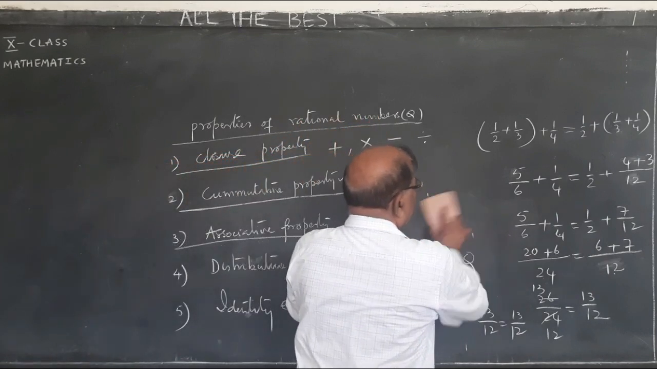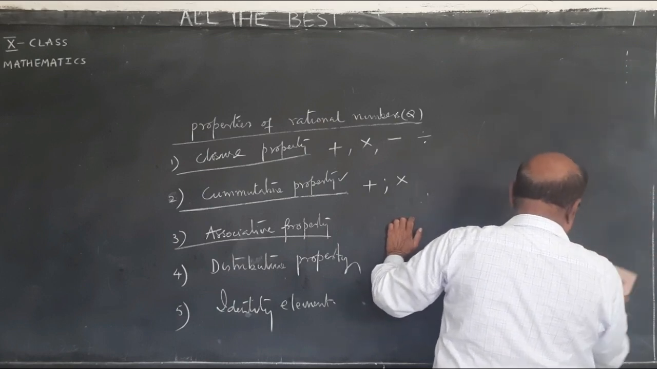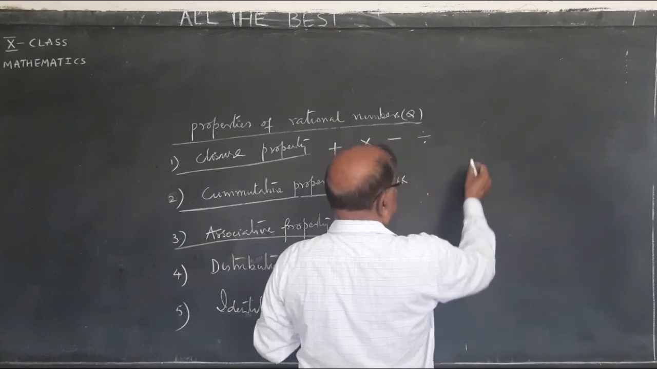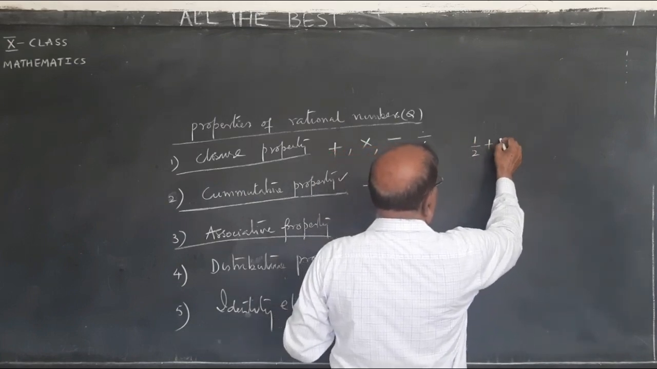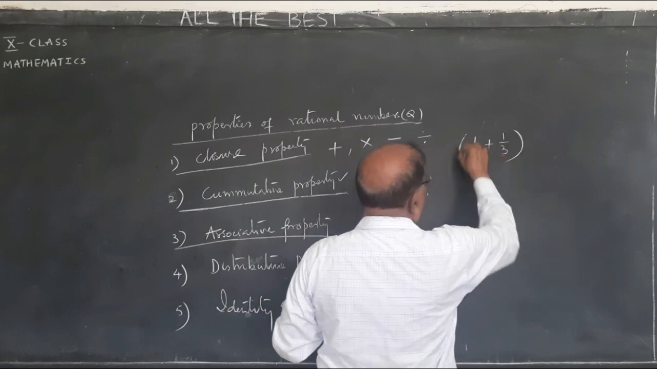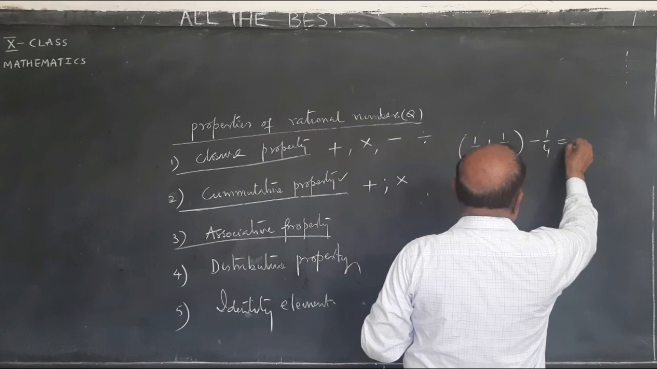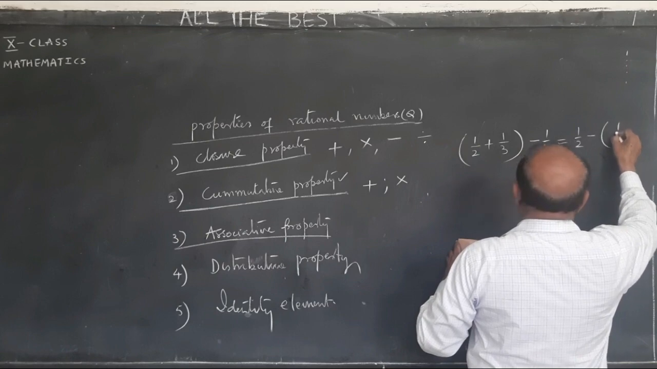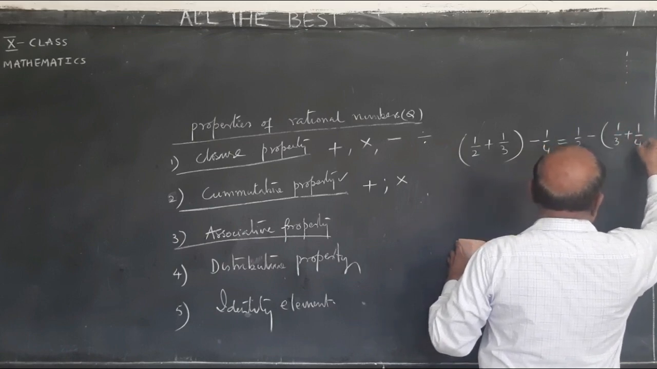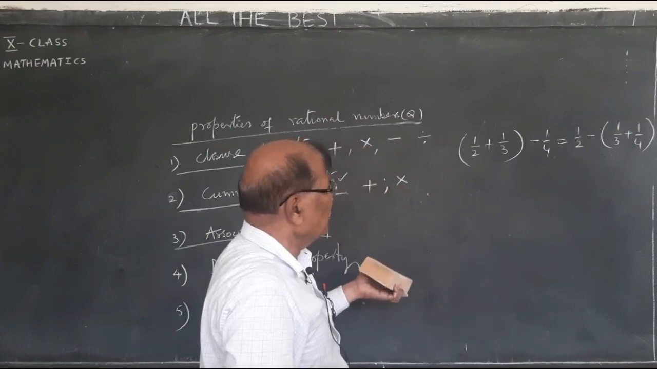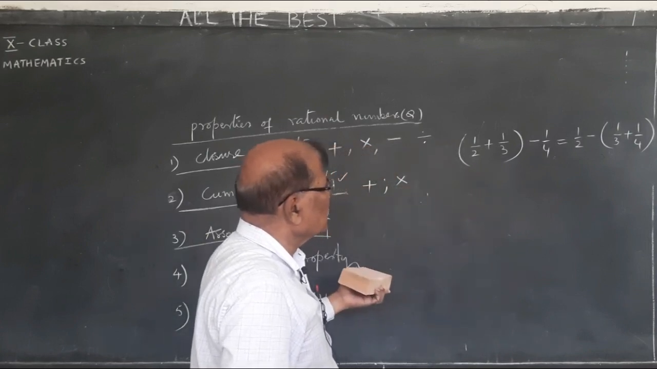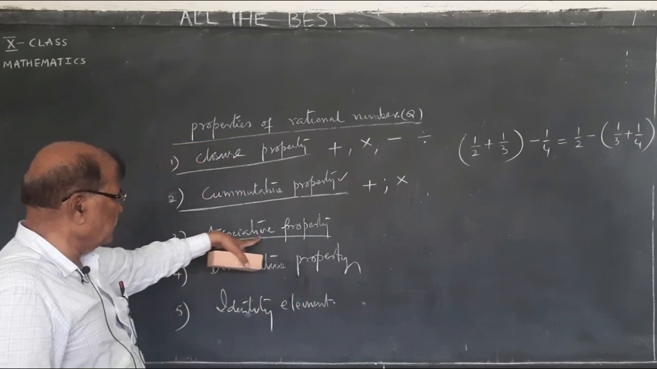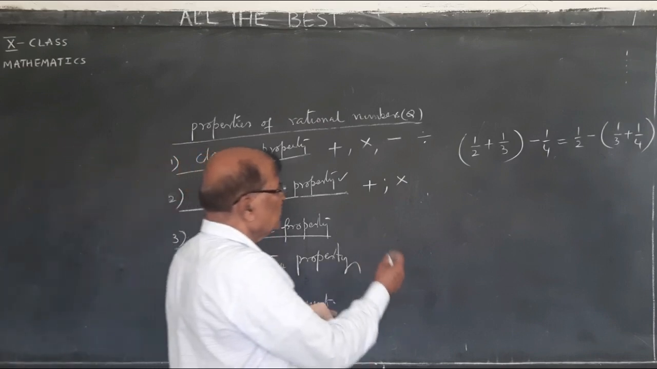Now let us go for subtraction. 1/2 plus 1/3 minus 1/4 is equal to 1/2 minus, 1/3 plus 1/4. So let us see whether this property holds good in subtraction. This is called associative. Associative means putting together. So let us see what happens.